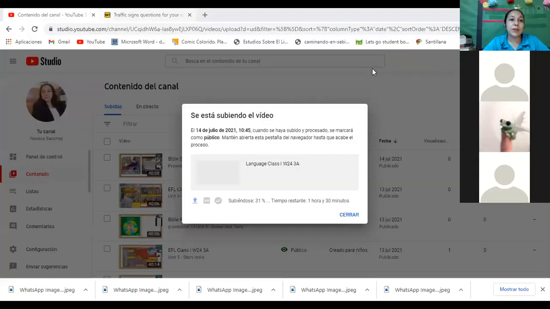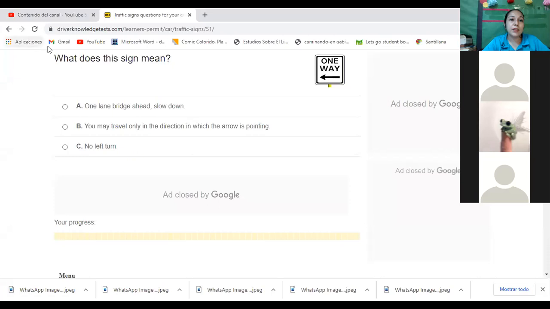Okay, what is not that? Is this one. Okay, let's prove our knowledge about this topic. So we check what is the meaning of the different signs here. Okay, what does this sign mean?